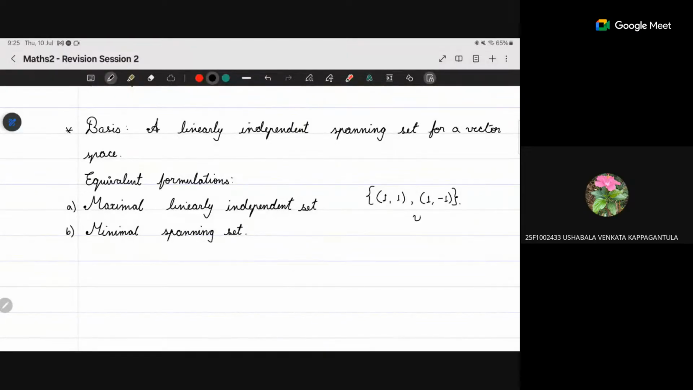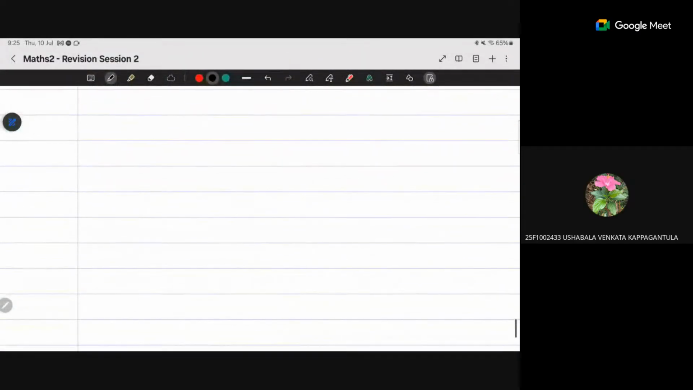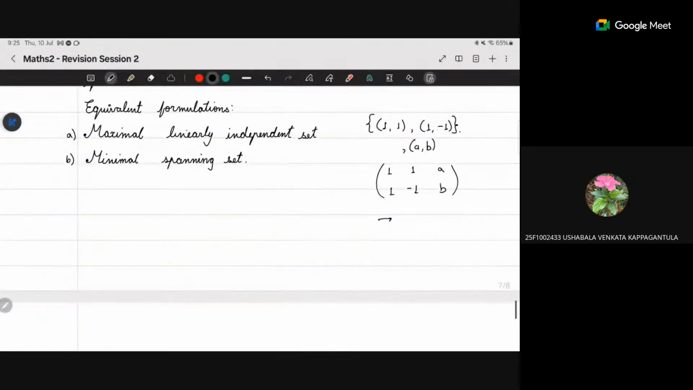Now, if I add a third vector, v3, it does not matter what it is. Let me add something like (a,b). A third vector I'll add to this set. If I check linear independence of this, you'll see (1,1), (1,-1), (a,b). And if I row reduce it by just doing the row operation, what happens? This remains as it is. And this becomes b minus a. And I'll divide by minus 2. So I'll get something like this.